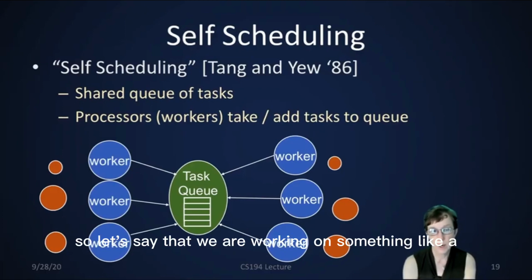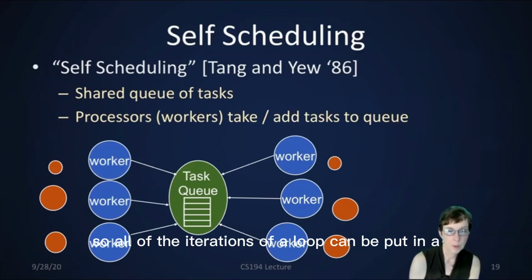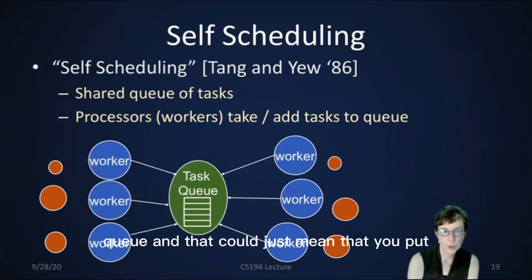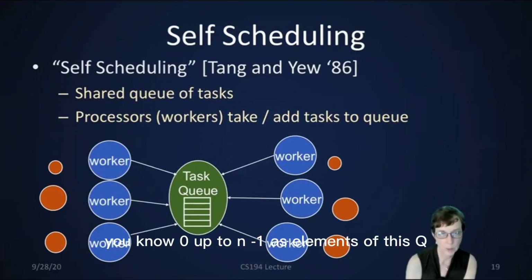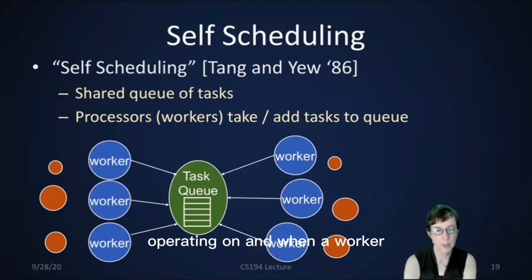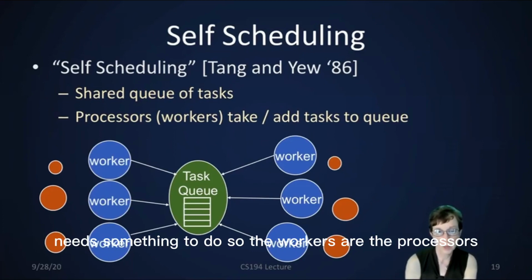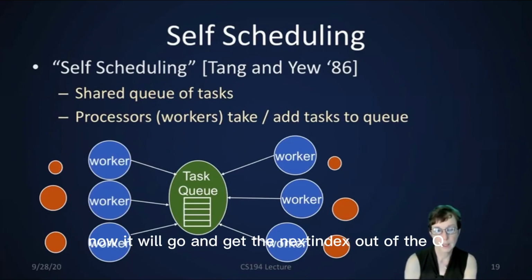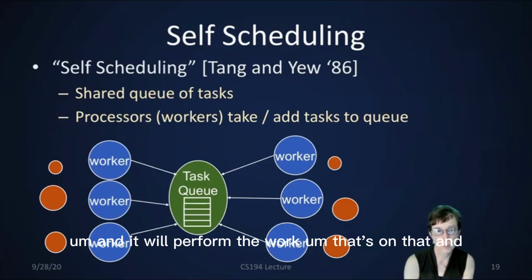So let's say that we are working on something like a loop. All of the iterations of a loop can be put in a queue. That could just mean that you put the index i from 0 up to n-1 as elements of this queue, and then there's some other data structure that you're actually operating on. And when a worker needs something to do, so the workers are the processors now, it will go and get the next index out of the queue, some value between 0 and n-1, and it will perform the work on that.